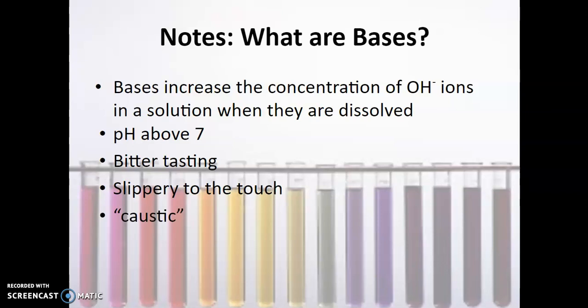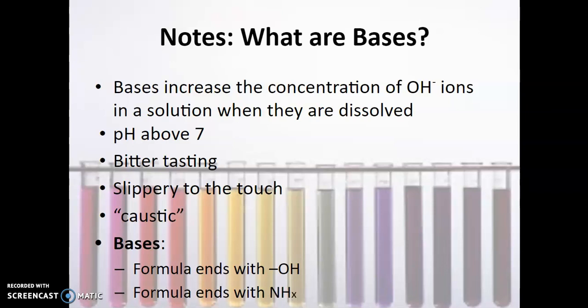The opposite of corrosive is the word caustic. Caustic just implies that it's basic, and you'll see that sometimes. With bases, the chemical formula ends with OH, the hydroxide, so you'll see it actually in the formula like NaOH, or you will see NHX. And what I mean by X is it could be any kind of number there. So you could see a 2 or a 3 or something like that.